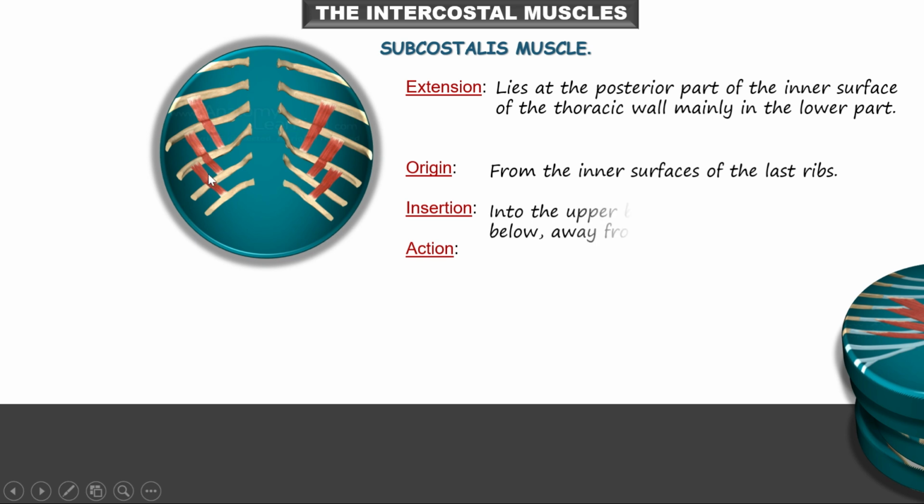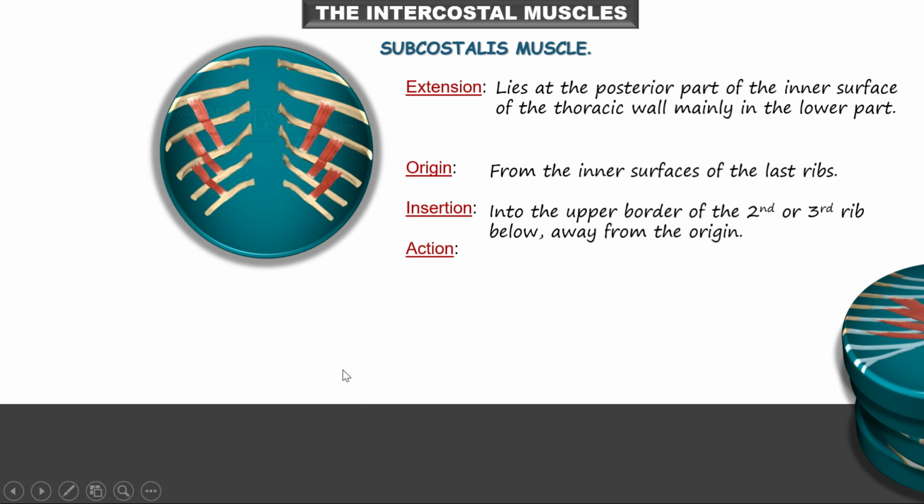So what is the insertion? It inserts on the upper border of the second or third rib below, away from the origin. That is, if this is rib 12, the second would be this one here, or the third would be this one here. So when you count 1, 2, or 3 ribs away, that is the insertion. So if this is rib 12, when we count 1 rib away and then we go to the next rib, that is the second rib, that's where it will insert. If this is rib 11, count 1 away and then the next one, that's where it will insert. So that's how they insert.